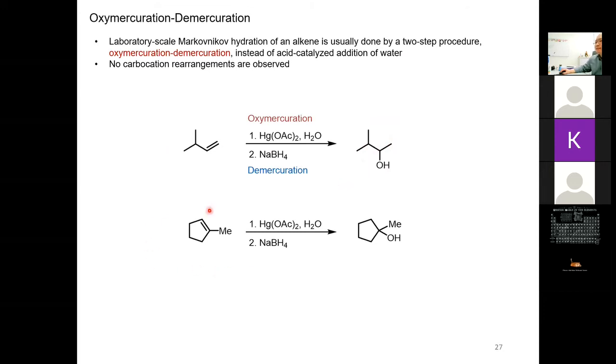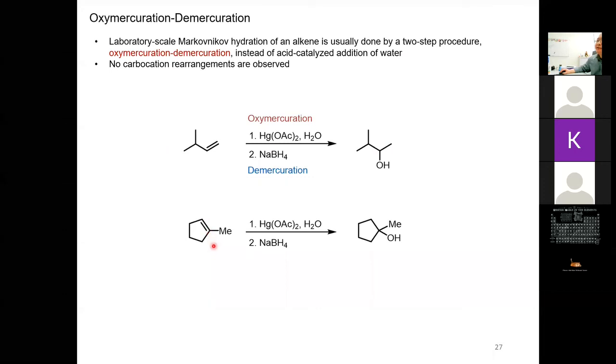All right, so is this one. We have one side with one hydrogen, the other side with no hydrogen. The reaction selectively gives the Markovnikov product with hydrogen added here and OH added to the more crowded carbon. Okay, so why is this sequence different from the hydration? And what's the role of the mercury?